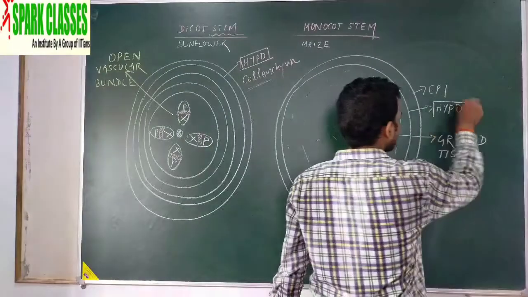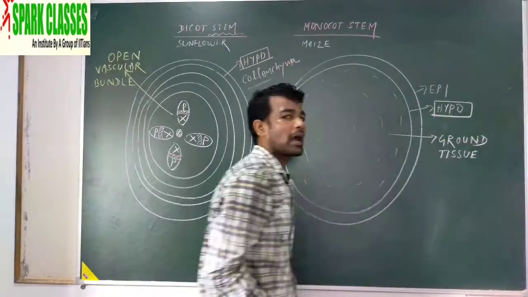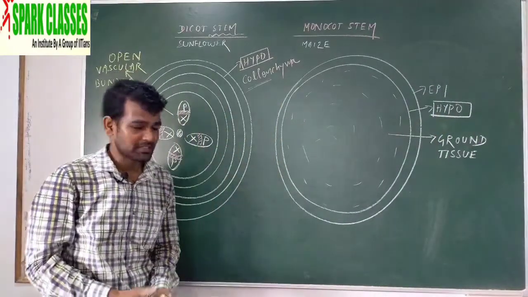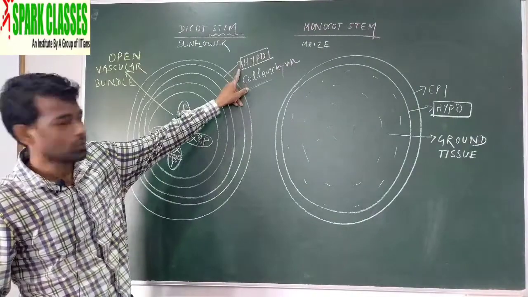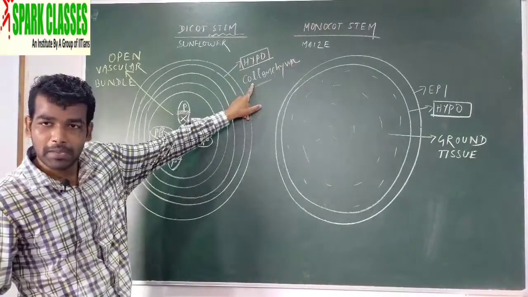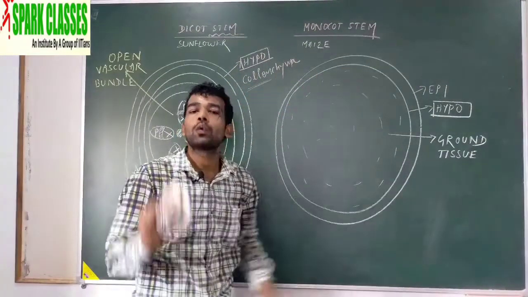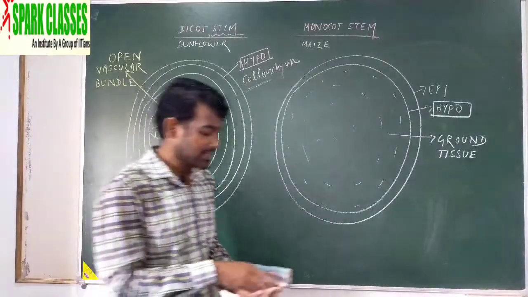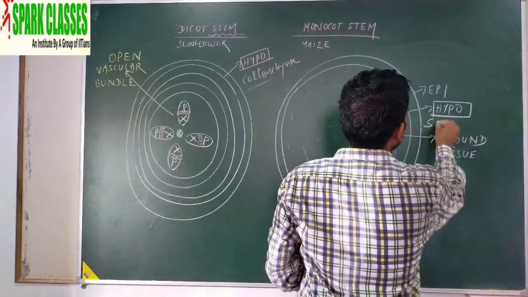Important thing, in case of hypodermis, already I had told you, the hypodermis is made of collenchyma in dicot, but in case of monocot, collenchyma is completely absent. You have to remember, it is made of sclerenchyma.